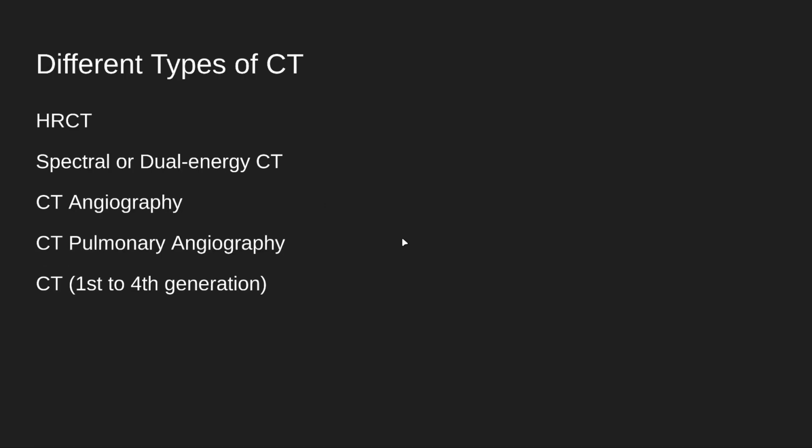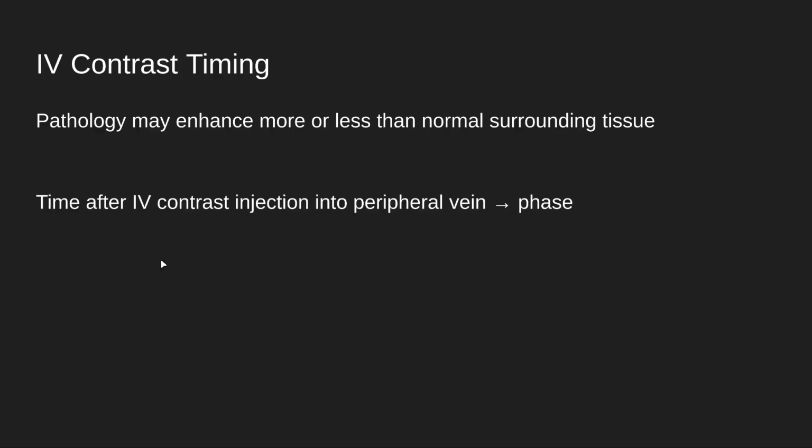So there are different types of CTs, and we'll go through them briefly. You have HRCT, CT angio, CT pulmonary, and then CT first to fourth generation. The third and the fourth are the typical CTs that people order in the hospital. There's dual energy. There are a lot of CTs for a specific indication.